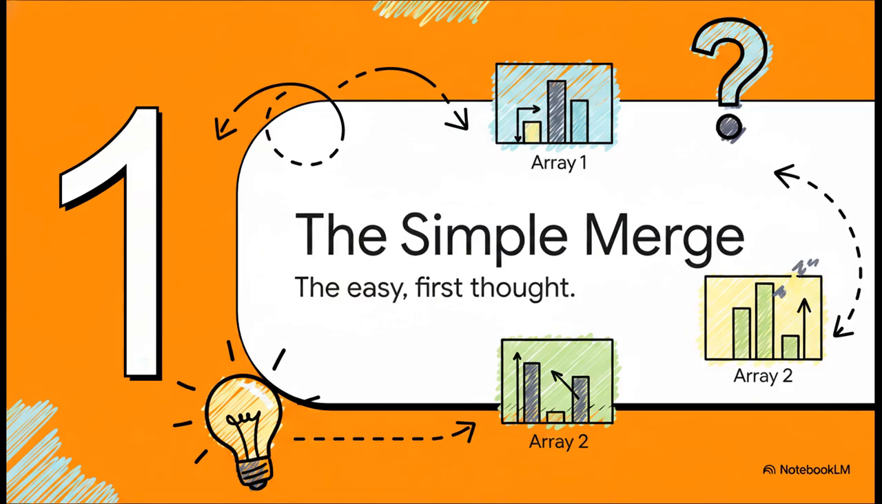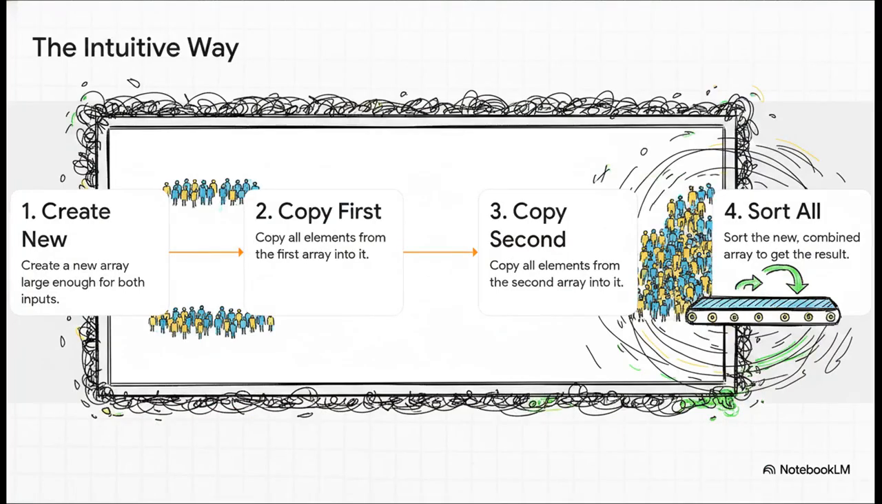First up, we're going to look at the most straightforward solution, the one that probably just popped into your head. The intuitive approach is just to create a brand new, bigger array. You copy everything from the first array into it, then everything from the second, and then you just sort that new big array. And yeah, it works perfectly. But it's kind of like finding a whole new empty room just to line up your people. It uses a lot of extra memory, and that can be a real problem.